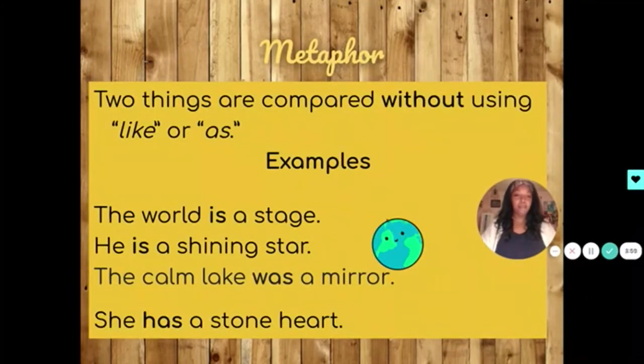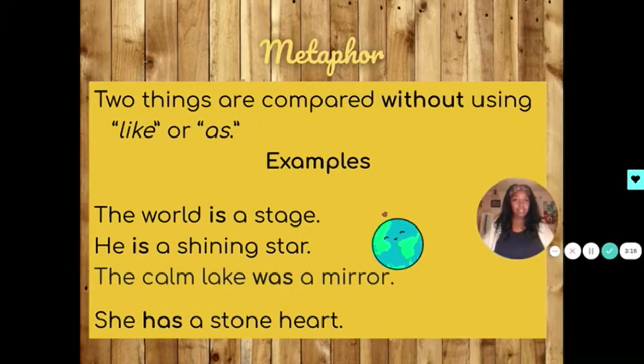Next, we have a metaphor. A metaphor is two things that are compared without using like or as, like its counterpart, a simile, the opposite. So a metaphor is two things compared without using like or as. Some examples of a metaphor would include: the world is a stage. He is a shining star. The calm lake was a mirror. She has a stone heart.